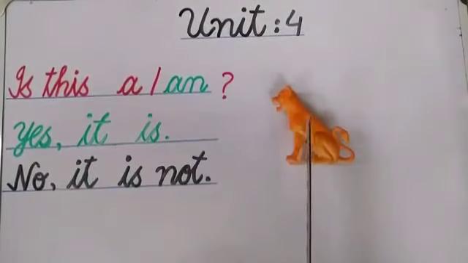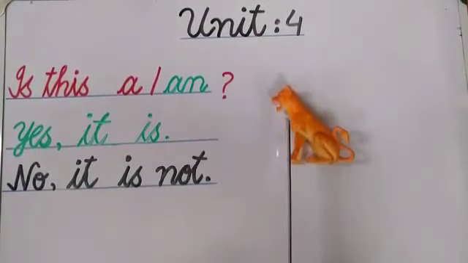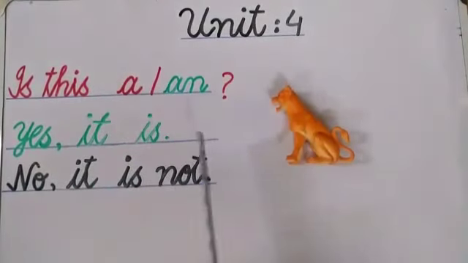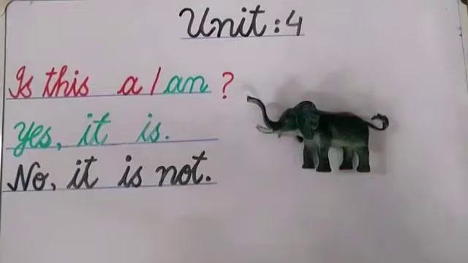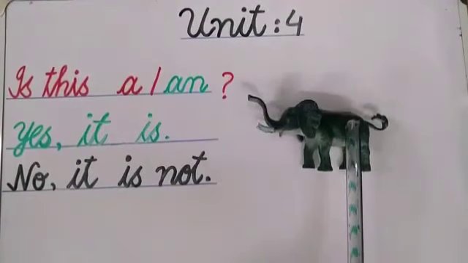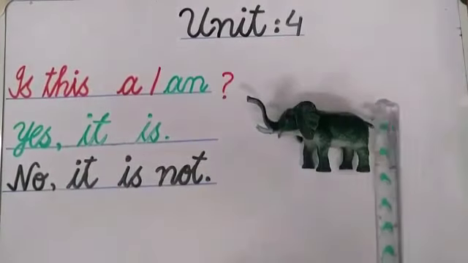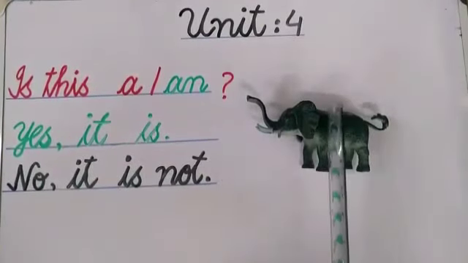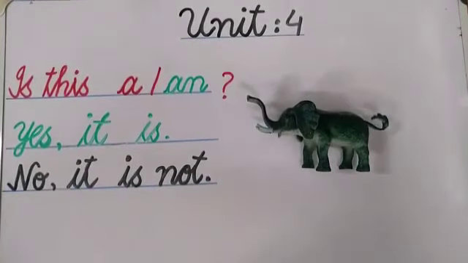Is this a dog? Yes, it is. Is this a dog? No, it is not. Is this an elephant? Yes, it is. Now let's start reading from the book.